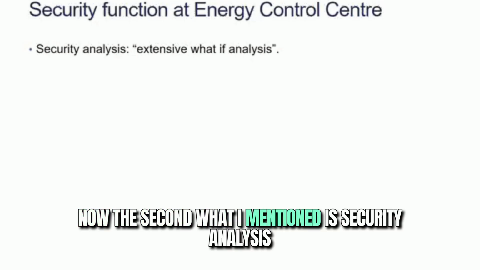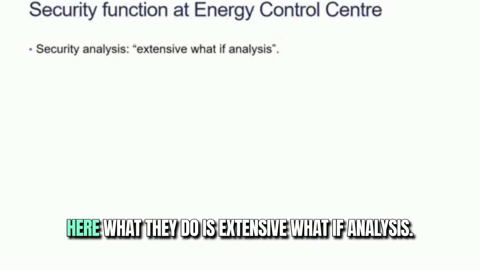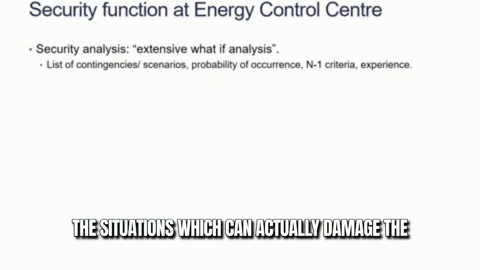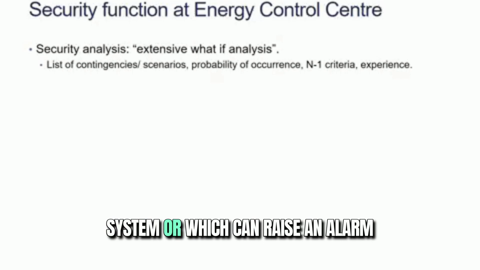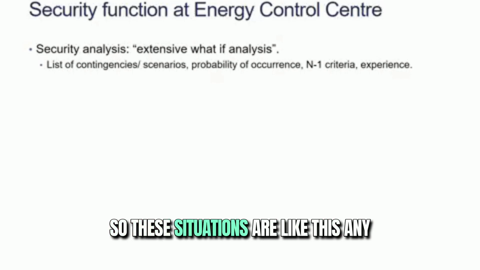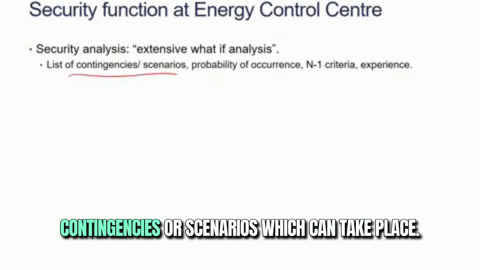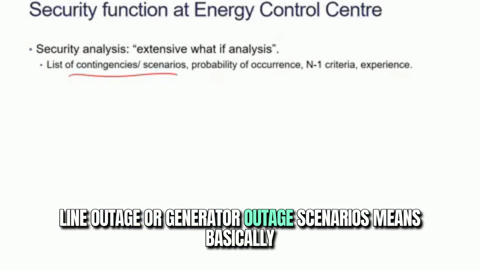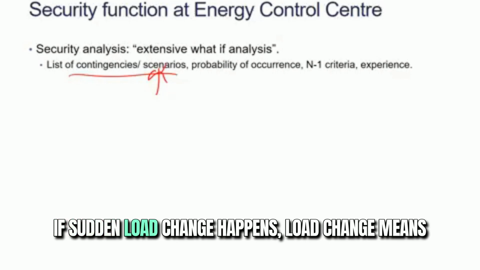Now the second one I mentioned is security analysis. Here what they do is extensive what-if analysis. What-if analysis means the situations which can actually damage the system, or which can raise an alarm in terms of security of the system. These situations are any contingencies or scenarios which can take place. Contingencies, you are aware, are either line outage or generator outage. Scenarios means basically if sudden load change happens.